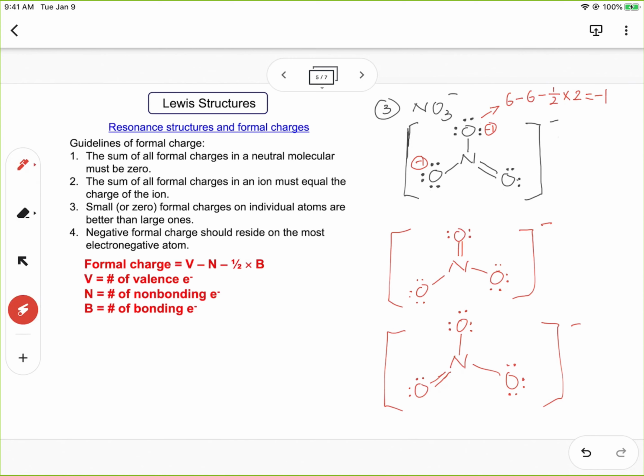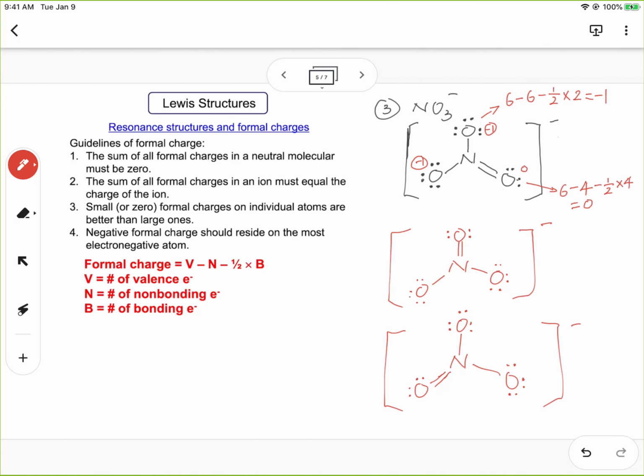For this oxygen, let's do the calculation. Okay, that's going to be 6 valence electrons minus 4 dots, 4 non-bonding electrons, minus half of its bonding electrons. It has a double bond, so 4 electrons. Therefore, this one would be 0. Okay, 0 for this one.